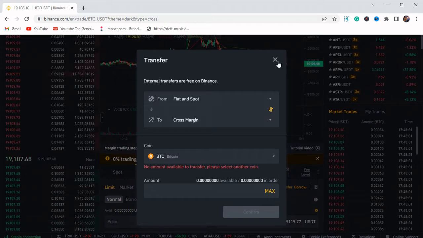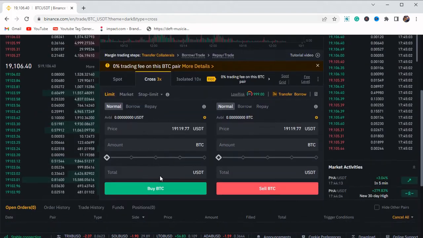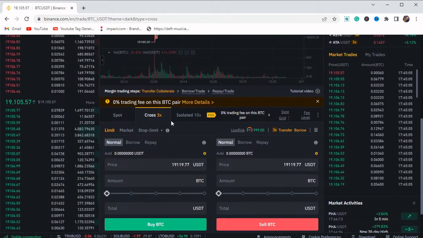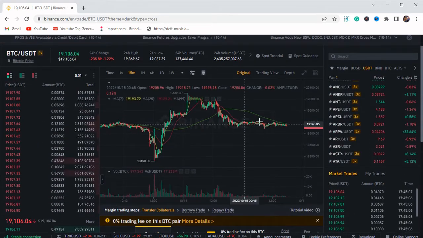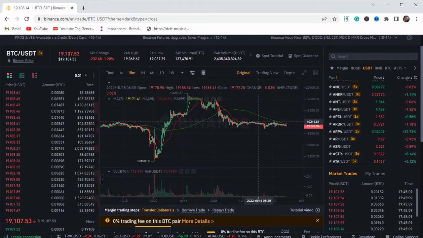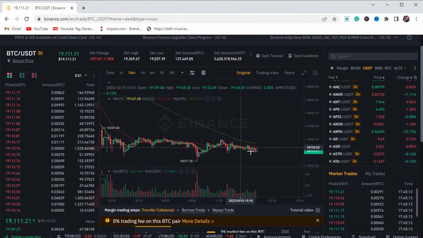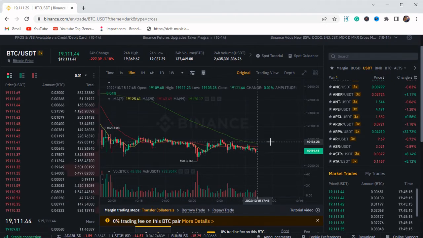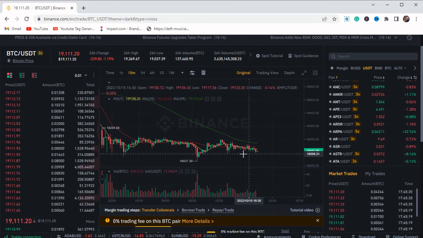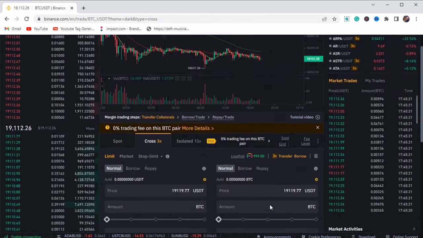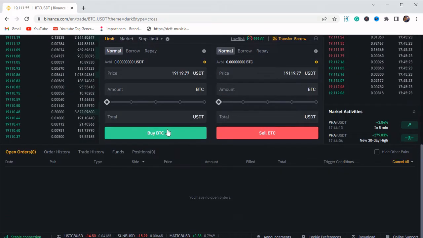Guys, you have to pay close attention to what I'm saying. I said if you want to enter a trade on Binance margin, you look at the moving averages and the candlesticks. If the moving averages are above the candlesticks, then you sell. If the moving averages are below the candlesticks, then you come here and click on buy.